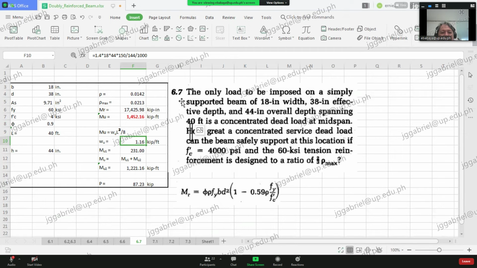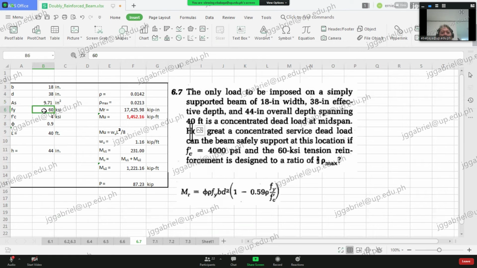Okay. This is the problem, no? Ulitin ko kasi hindi yun. So, meron na tayong B, D, A of steel due to the rho, which is 2/3 of the rho max. Yung rho max, makikita nyo dun sa table sa appendix. No? Given yung Fy and F prime of C. So, you'll see this 0.0213 dun sa table na yan. Multiply by 2/3, you get 0.0142. That's how we got this AS.